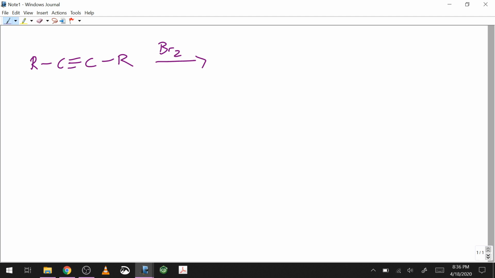But it is possible to stop it halfway. Requires some careful conditions, but it's possible to do it. Your book doesn't say a whole lot about that. I checked with a couple of other books. It can be stopped halfway if you're careful and use a little bit of other things in it. And if so, we might expect something like this, where we're now going to see a trans addition, where we end up with the two groups anti to each other, or trans to each other.